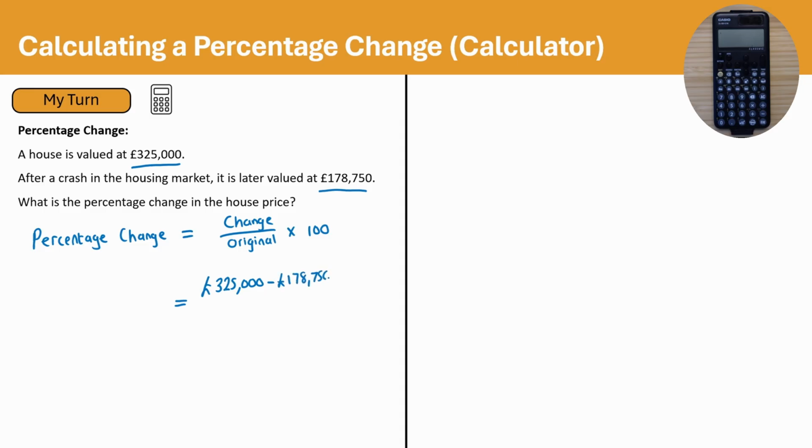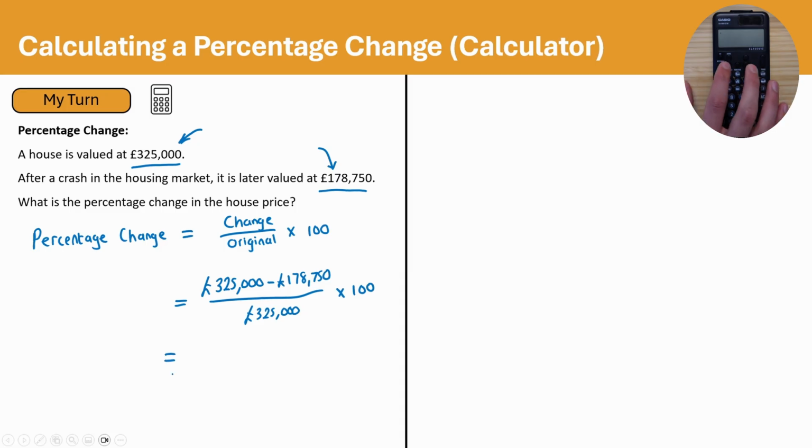£178,750. Now, oftentimes this formula is defined as the final subtract the original, and we've not done it that way round. We've actually done the original, which is this one, subtract the final. But that's okay, as long as I just interpret at the end of this whether it's an increase or a decrease. The original was the £325,000, and we want to multiply that all by 100.